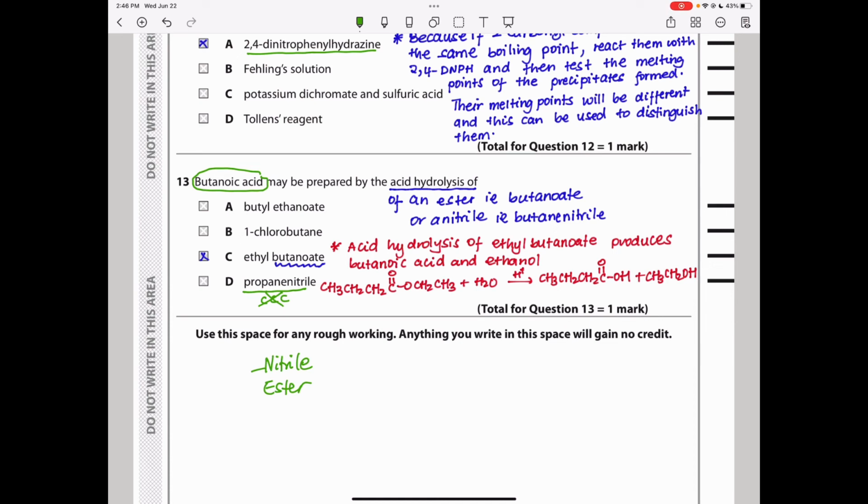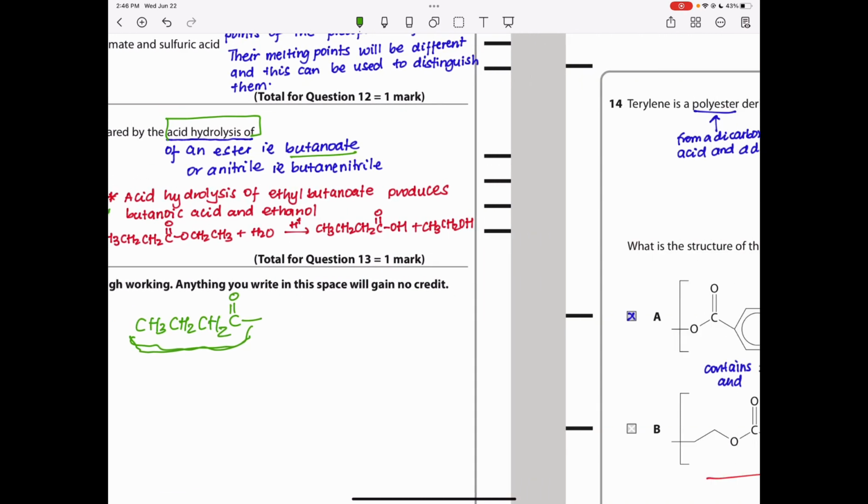So it means it has to be an ester, and that ester should be a butanoate, because remember, you are producing butanoic acid, and this group should come from the carboxylic acid, or this group is the one that is going to produce a carboxylic acid if you carry out hydrolysis. Now, the key thing is, because they said acid hydrolysis, it should be an ester, which is a butanoate. So the only butanoate which is an ester is C, which is ethyl butanoate, and that gives us the answer for question 13. So I will go to question 14.